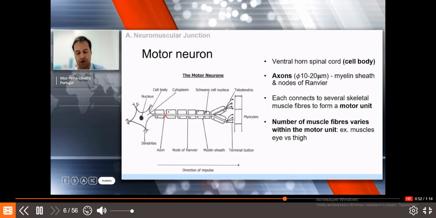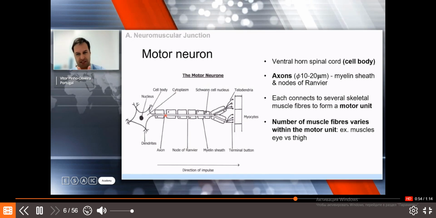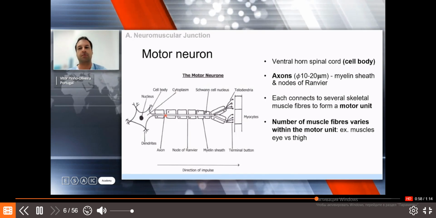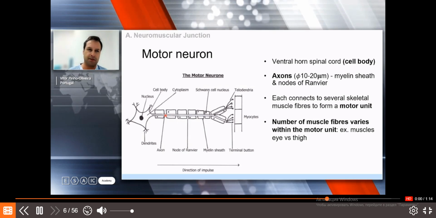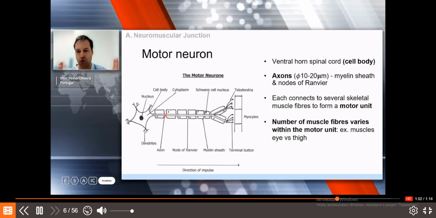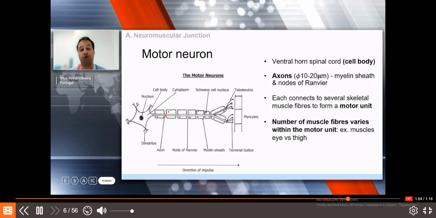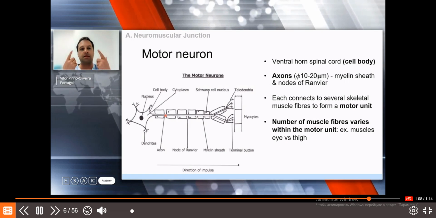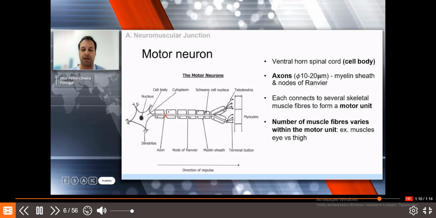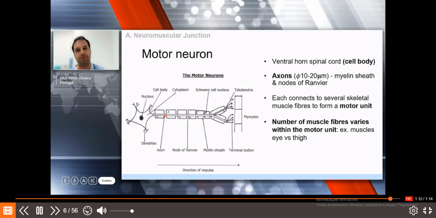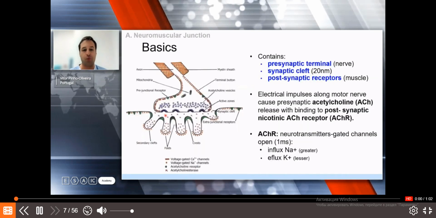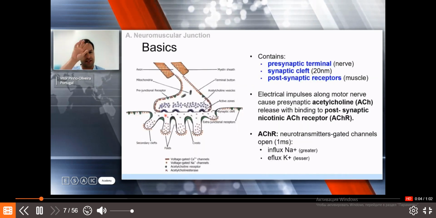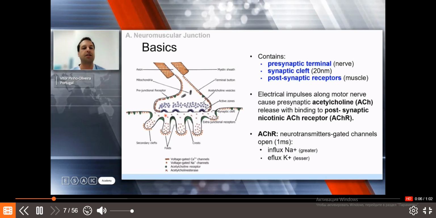Each motor neuron connects to several muscle fibers to form the motor unit. The number of muscle fibers within the motor unit varies enormously depending on how fine the motor control needed for that muscle is. For example, the muscles of the eye have a lot more motor units than the muscles of the thigh.